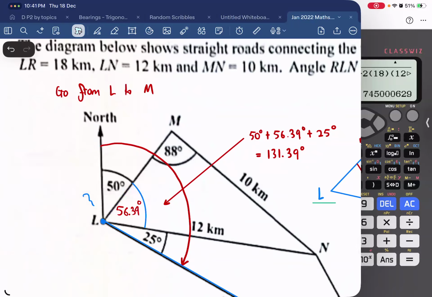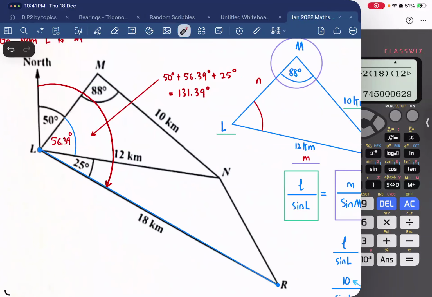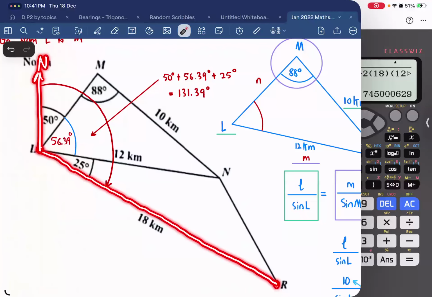And when you're doing bearings, it's always from the north line, right? In the question, you see the word "from," that means you're starting from L and you want to go to R. I'm going to connect L to R. When you're doing bearings, you always start from the north line and you measure your angle from the north line in a clockwise direction. Now, we want to go from L to R.